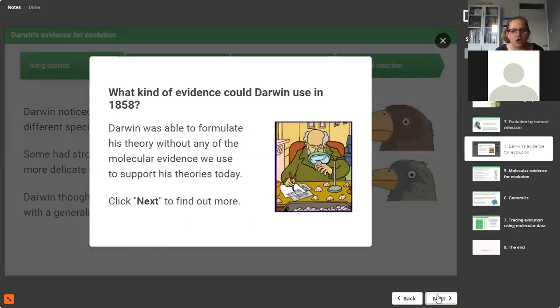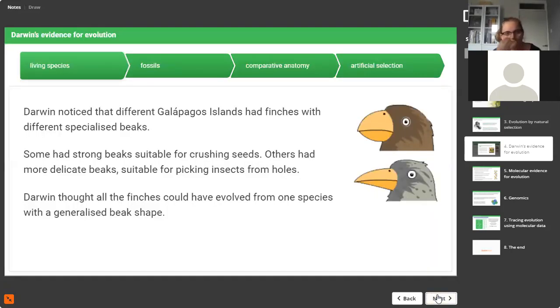So, some of the evidence that Darwin had for natural selection and evolution. Darwin was around in about 1858, and so he was able to formulate his theory without any of the molecular evidence that we have today. So we're going to look at some of them. He looked at living species, and one of the examples I spoke about was the finches.